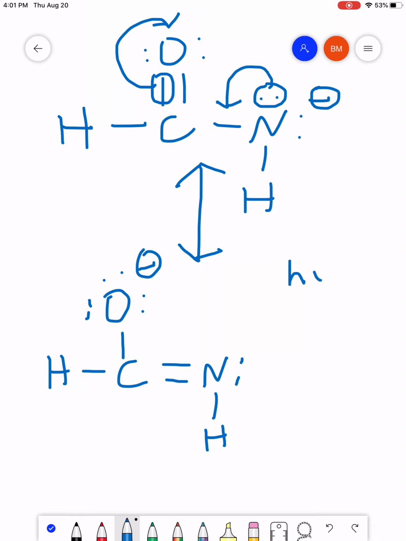So what we can also do is draw a hybrid structure that more closely mirrors what's actually going on. Here's how you draw a hybrid. First of all, draw everything that's constant. Draw everything that never changes. So you have sort of this backbone here. This oxygen's always going to have two unshared pairs of electrons.